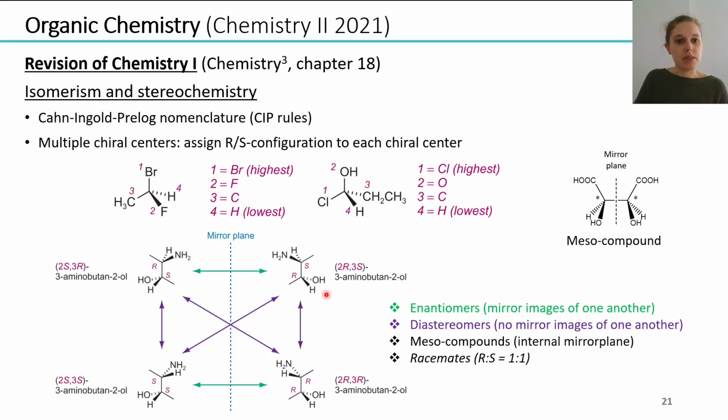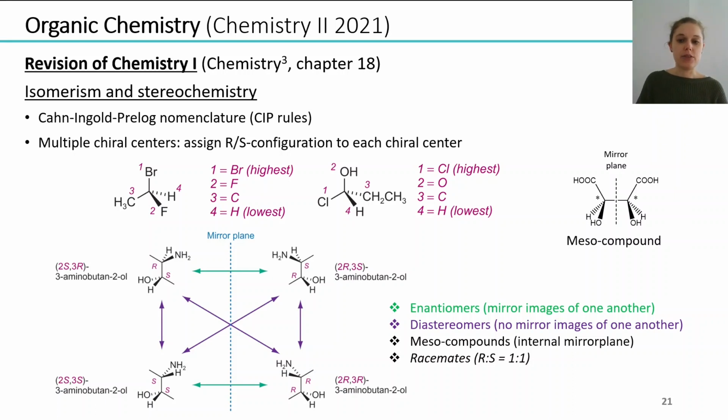And this is what you can see here. If you only change, for example, one chiral center from R to S, but the second stays constant, then we have, for example, this case to consider. And then we talk about diastereomers. Diastereomers have no mirror plane, and both molecules have different physical properties, and you can differentiate between the two different diastereomers.